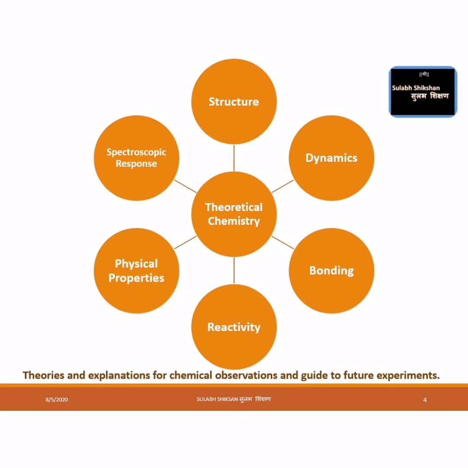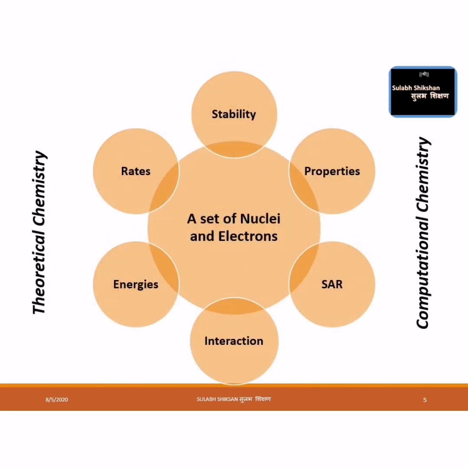So let us move towards the next part, that is, what exactly is theoretical chemistry. Theoretical chemistry tries to put forth theories and explanations for chemical observations and also guides future experiments. The whole aim of theoretical chemistry is to predict, by using physical laws, the structure, dynamics, bonding, reactivity, chemical properties, and spectroscopic response of molecular systems. And when you implement the methods developed by theoretical chemistry in actual practice using digital computers, you call that field computational chemistry.